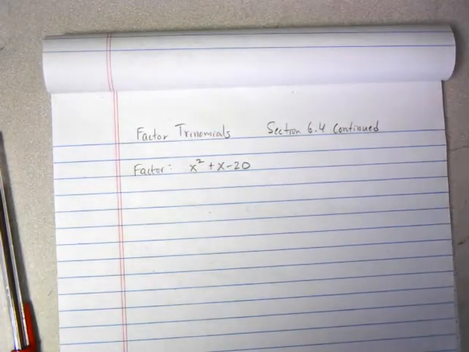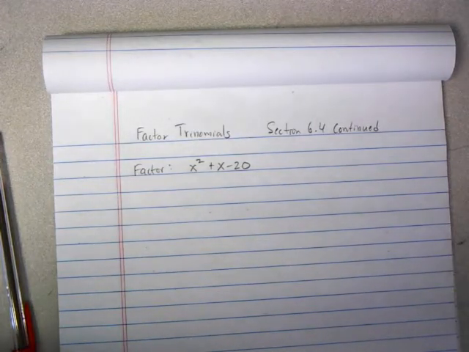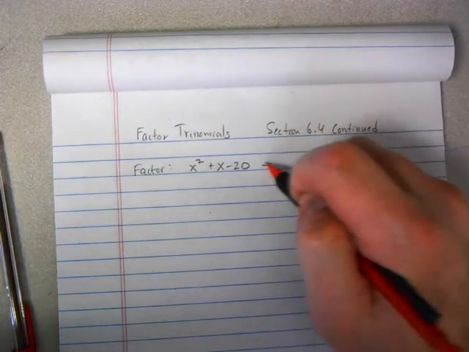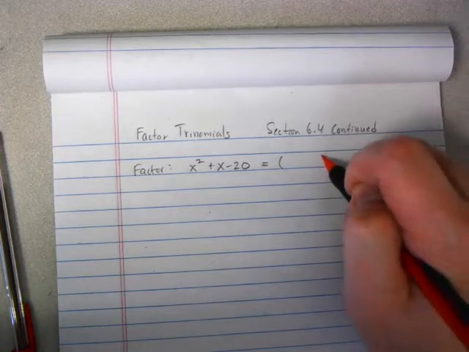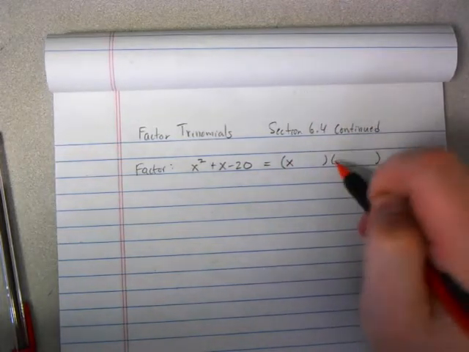Alright, we're going to continue in section 6.4 with talking about factoring trinomials. Now, we've already done some factoring trinomials. For example, I might ask you to factor x squared plus x minus 20. And we did that by the guess and check method.